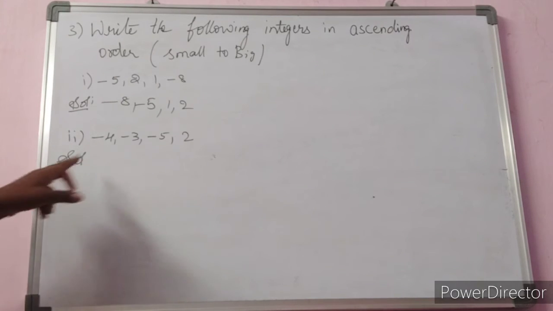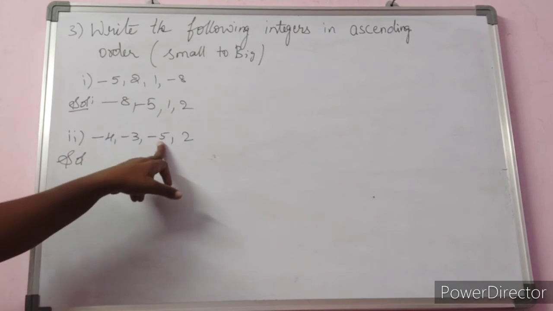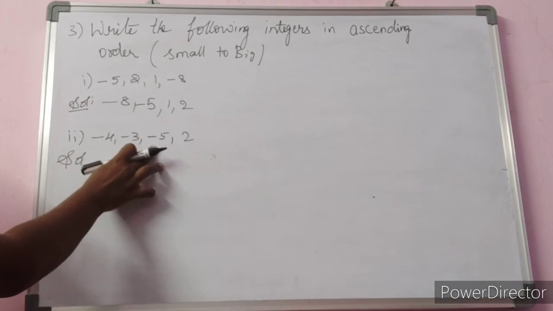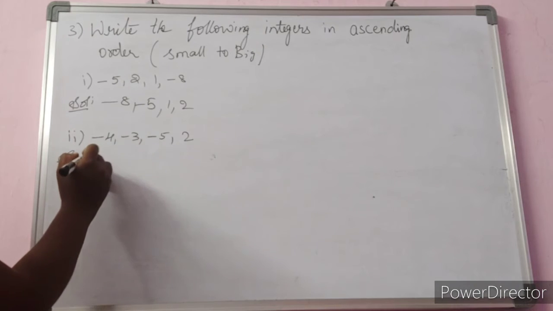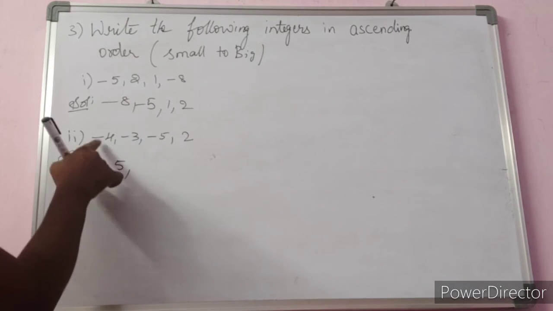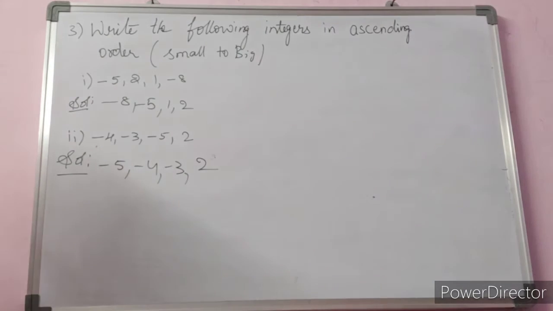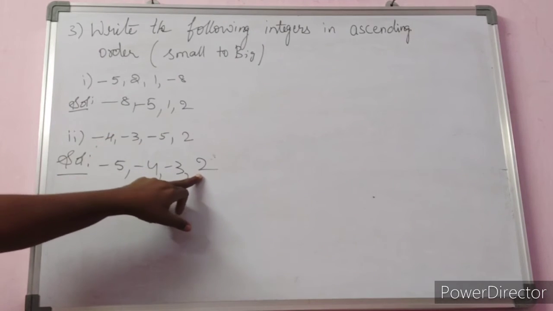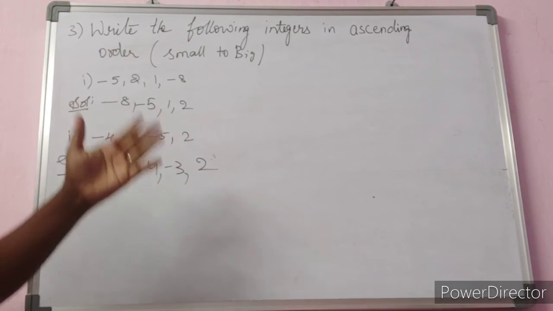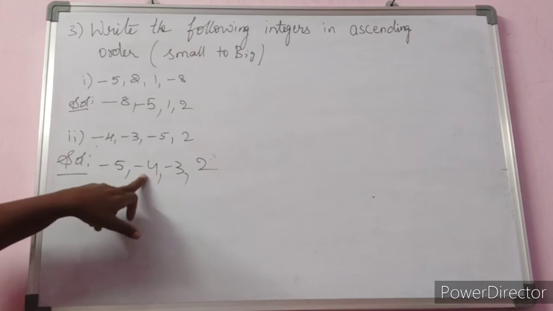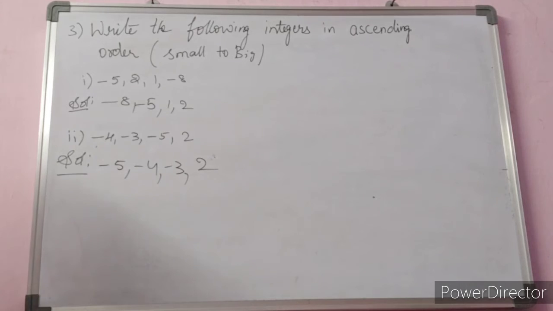And the next question is -4, -3, -5, 2. So here -5 is the first smallest number, then -4, then -3, then 2. So this means when we want to write this in descending order, 2 comes first. Descending order means biggest number to the smallest number. So 2, -3, -4, -5 is the descending order.